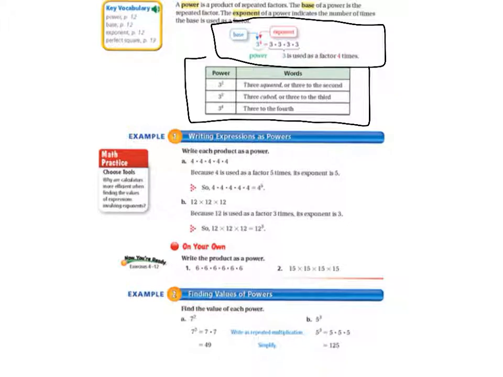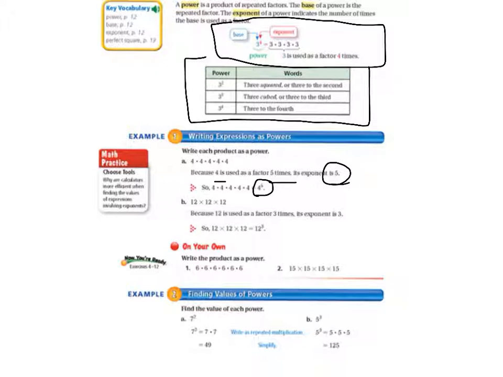So the first thing we're going to be doing in this lesson is writing expressions as powers. So our first expression is 4 times 4 times 4 times 4 times 4. If you were counting as I read that, you would have noticed that I said 4 5 times. Because 4 is used as a factor 5 times, its exponent is 5. So 4 times 4 times 4 times 4 times 4 equals 4 to the 5th, or 4 to the 5th power.